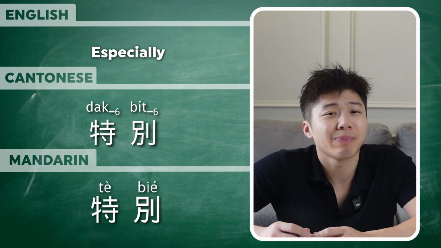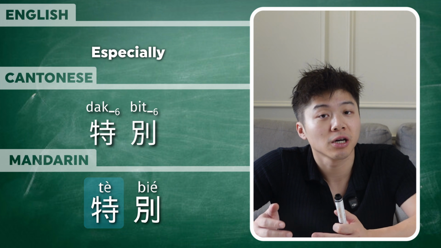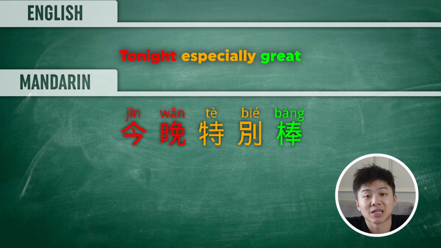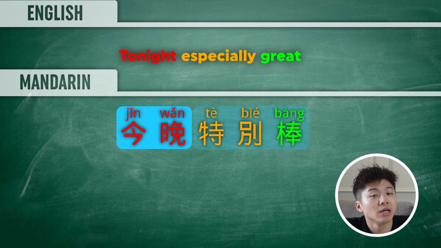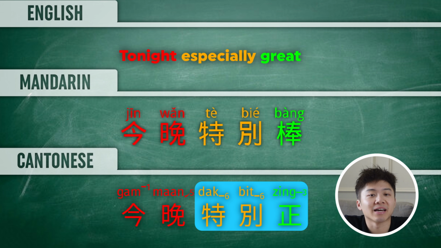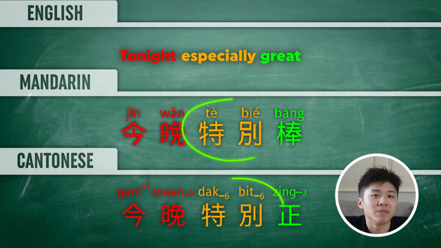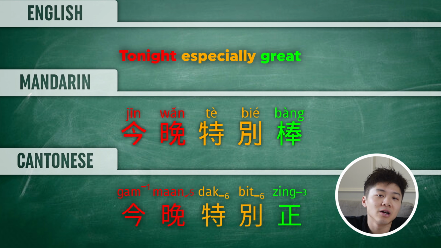So remember how earlier we used 很 or 好 to express very? Well, to express especially, we use 特别 in Mandarin. So for example, 今晚特别棒. Now in Cantonese, it's the exact same thing once again. 今晚特別正. Tonight is especially great. So just slip in 特別 in Cantonese before your adjective great, which is in Mandarin 棒 or in Cantonese 正. And now you have more ways to describe things, okay?